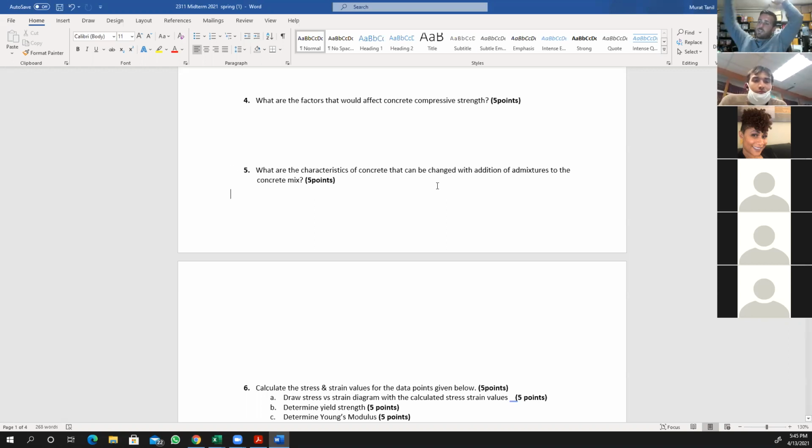So let's look at the question. What are the characteristics of concrete that can be changed with the addition of admixtures to the concrete mix? With the addition of admixtures, the characteristics can be changed when you want to prolong the mixing period, if you have to go to a further job site, or if you want it to cure faster, you can spray chemicals on top of it when it's curing, and you can also water it after. Those are some admixtures that you can use.